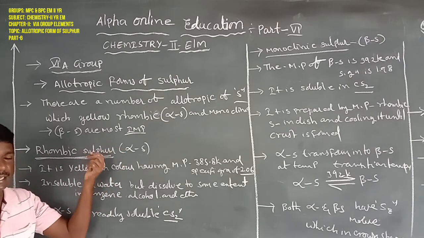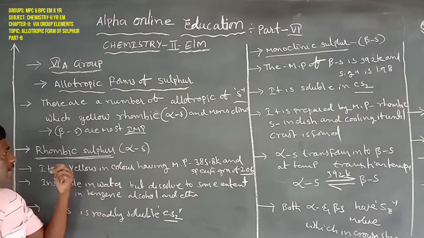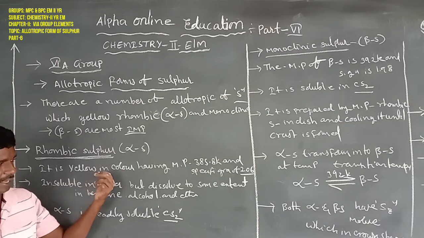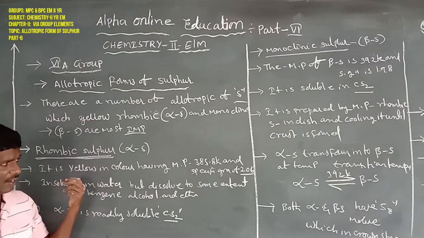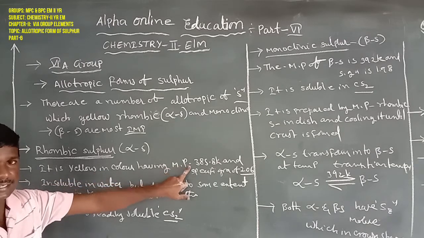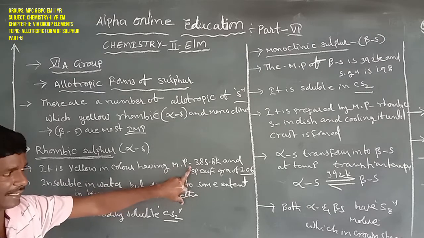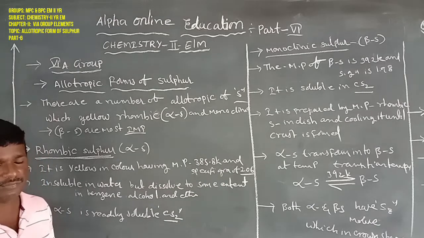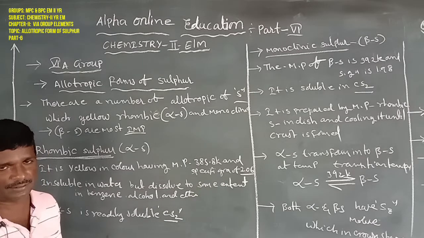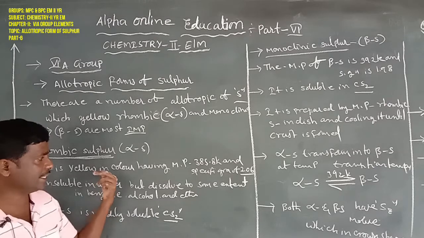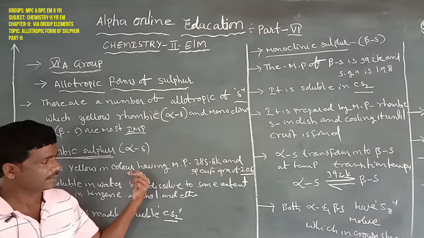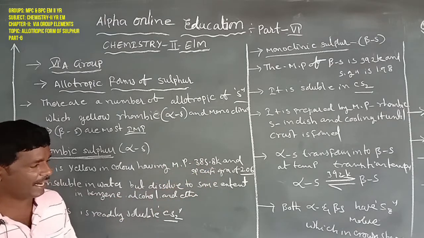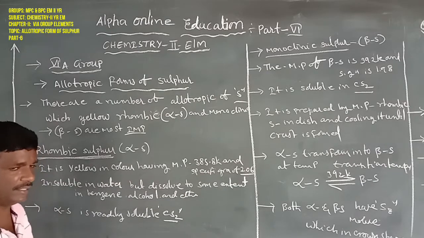It is also called yellow rhombic sulfur or alpha sulfur. It exists as a yellow colour, having a melting point of 385.8 kelvins and specific gravity 2.06.